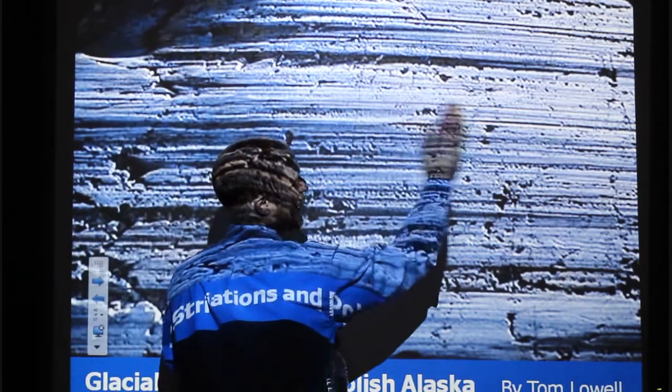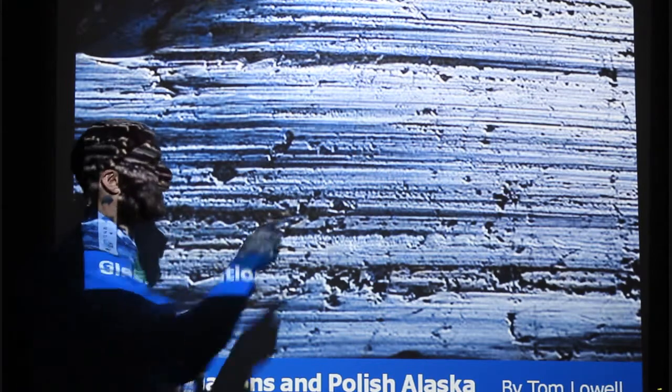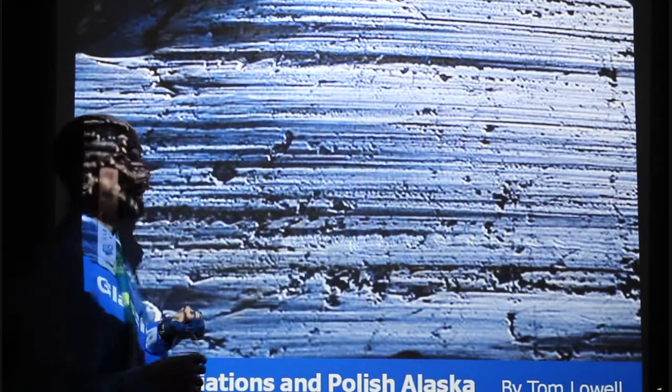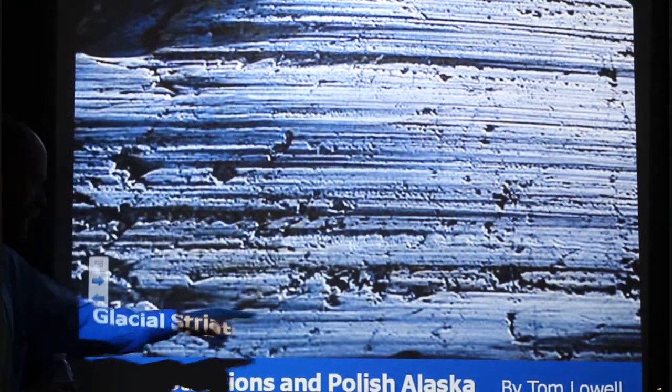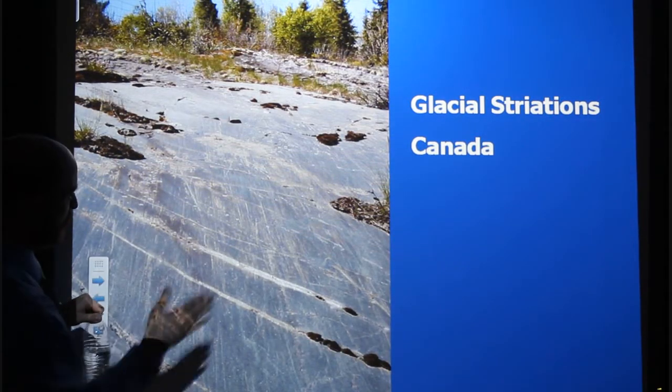You see how it's kind of shiny here? It's like polished, and then the larger rocks in there, your fist or bigger, will create these grooves, which are again striations. This is in Alaska. Okay, you kind of see them here too. Now they're in a bunch of different directions.